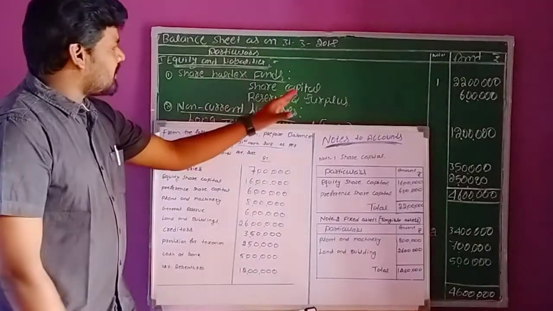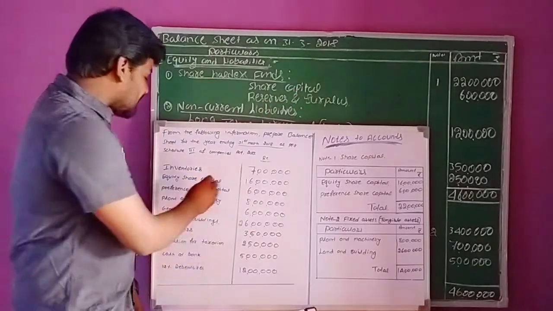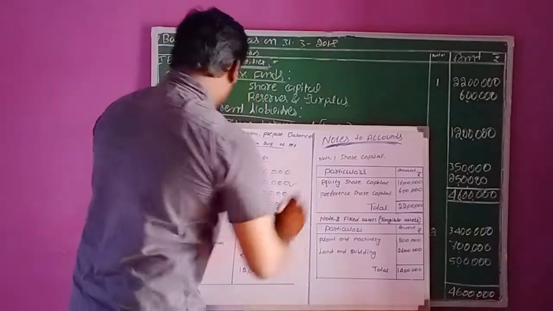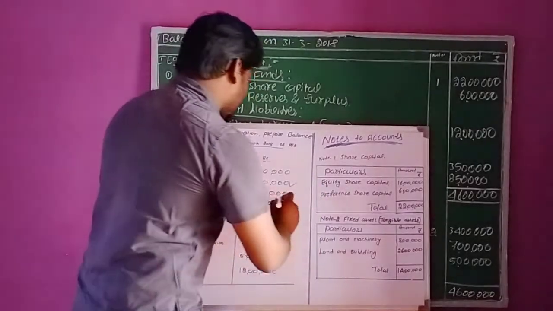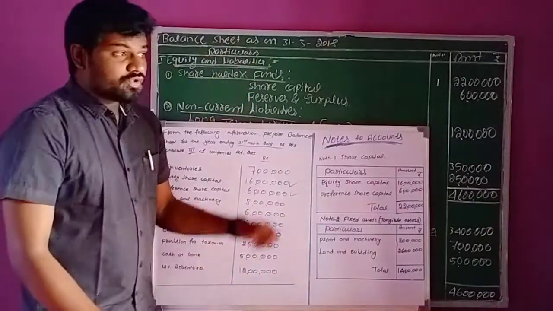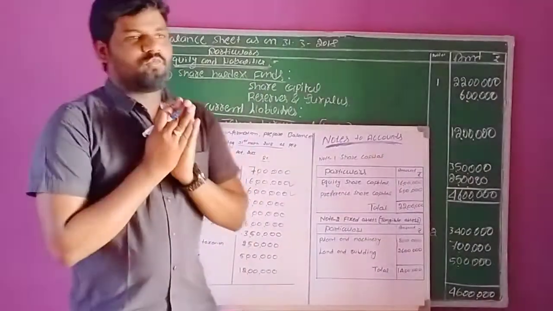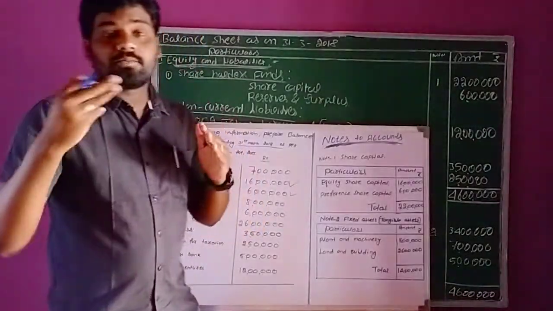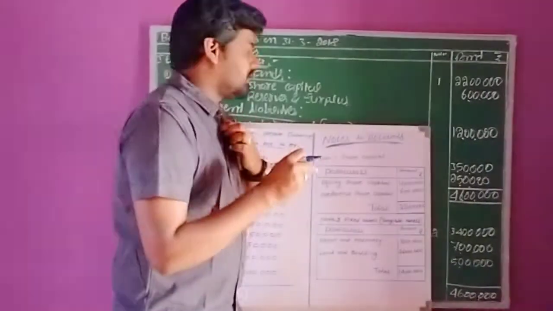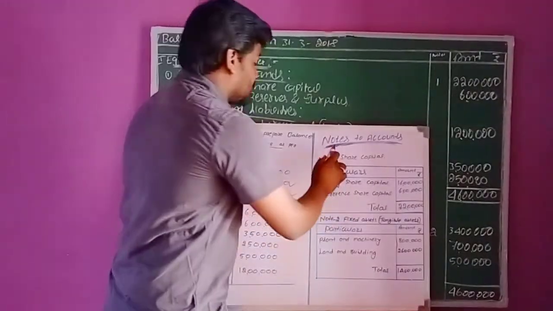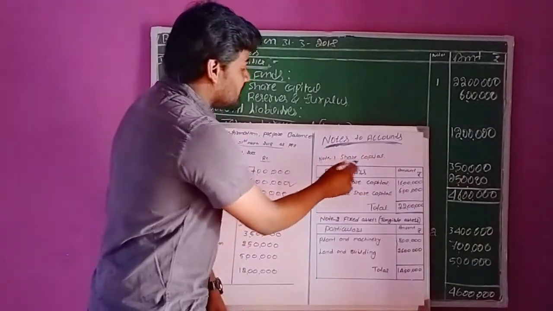So the information here: equity share capital 16 lakhs rupees as well as preference share capital 6 lakhs rupees. Both are related to share capital, right? So now I have to apply the working notes. When they give two or more transactions of the same nature, we need to take working notes. So come to the calculation part, notes to accounts. The first one, note 1, share capital.